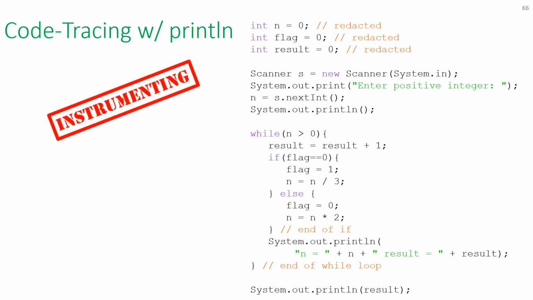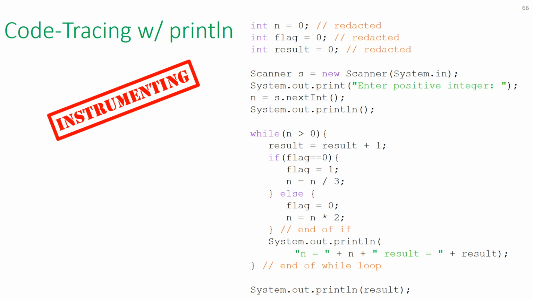So there are two ways. The first one, historically, this is what every computing student has done at some point in their life, since I can remember, right? It's called instrumenting the code. Instrumenting the code means this is my code and this is new. What is this? This is a System.out.println that has been added right before the end of every loop. And it displays n equals the value of n, and result equals the value of result.